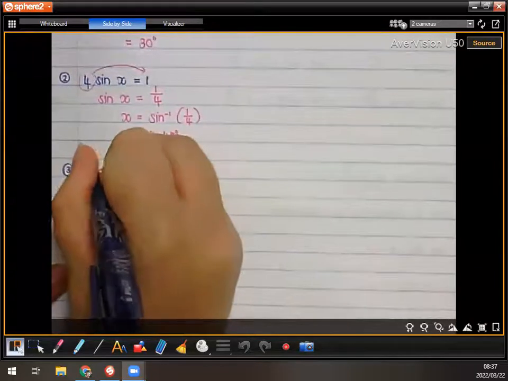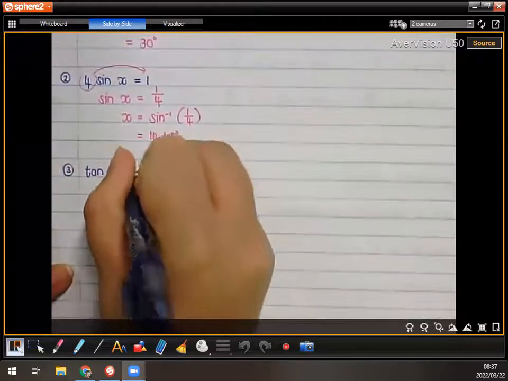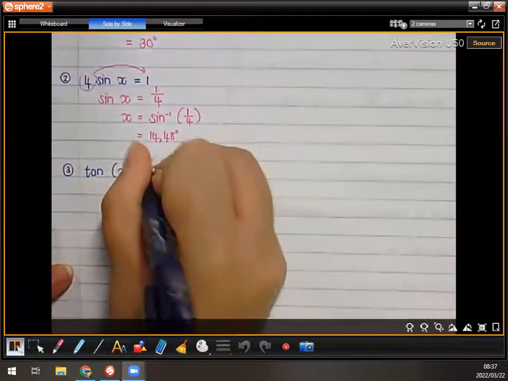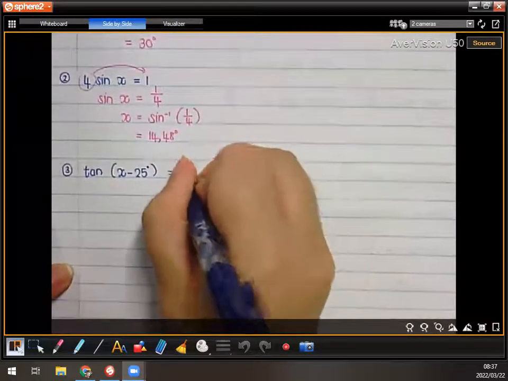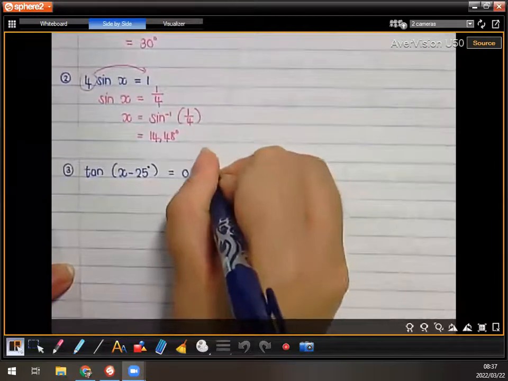Tan of (x minus 25 degrees) is equal to 0,465.